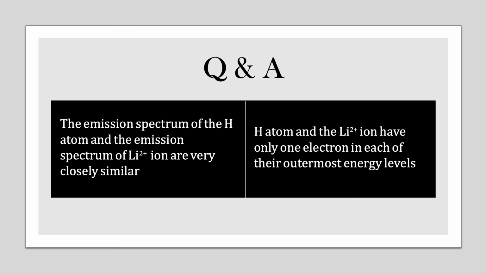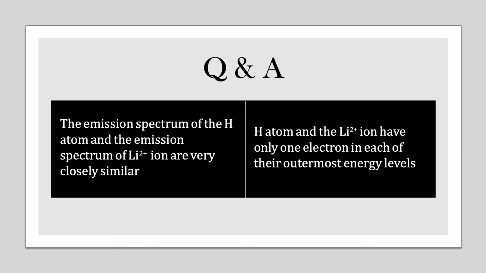Let's see how today's story worked for you. First statement: the emission spectrum of the hydrogen atom and the emission spectrum of the lithium 2+ ion are very closely similar. The hydrogen atom contains only a single electron, okay. The lithium 2+ ion contains only a single electron, that is also fine. If you consider the number of spectral lines you get in each case, yes, it is the same number of spectral lines. But the spectrum as a whole, is it closely similar?